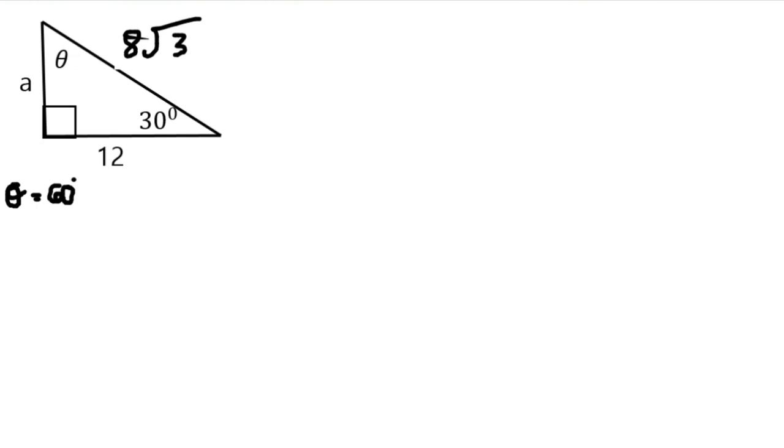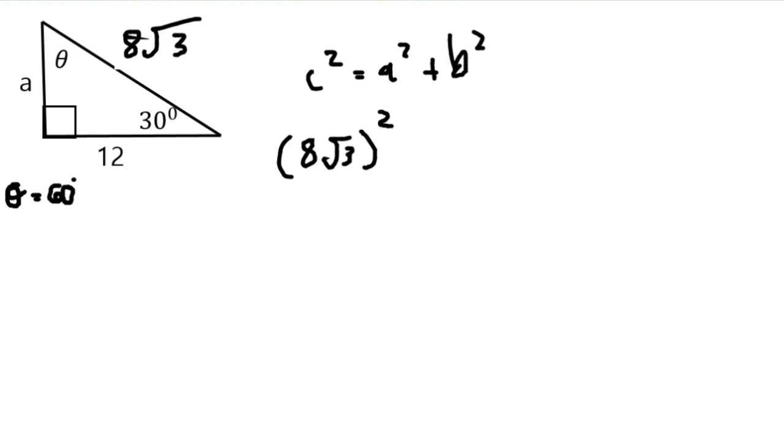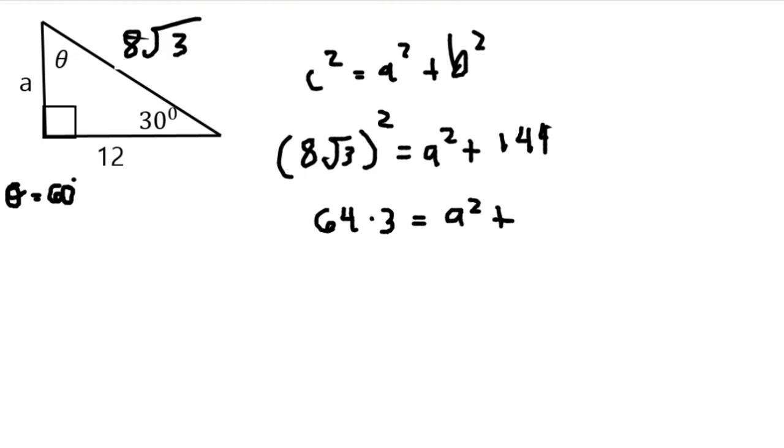We can use the Pythagorean theorem. The Pythagorean theorem is just c squared is equal to a squared plus b squared. So our c is 8 root 3, and we're going to square it. A squared is what we're looking for, and b squared is 144 because 12 squared is 144. Now distributing the power of 2, we will get 64 times 3 equals a squared plus 144. 64 times 3, what is it? 4 times 3 is 12. We have a remainder. 6 times 3 is 18, plus 1 is 19. So we got 192 here.